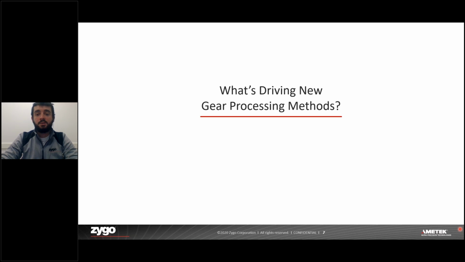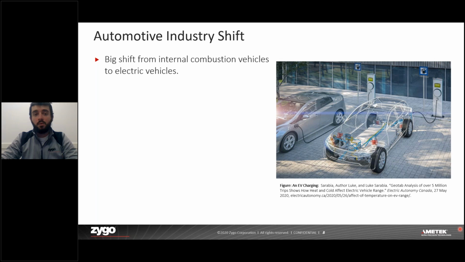So next, let's get into what's driving new gear processing methods. We're seeing a big shift in the automotive industry from internal combustion vehicles to electric vehicles. And this is even obvious to the everyday consumer. Ten years ago, when you went shopping for groceries, you wouldn't see an electric vehicle in the parking lot. Now, when you walk into the grocery store, you'll see 10 separate electric vehicles at charging stations. So it's even obvious to the consumer that there is a big shift in the automotive industry.